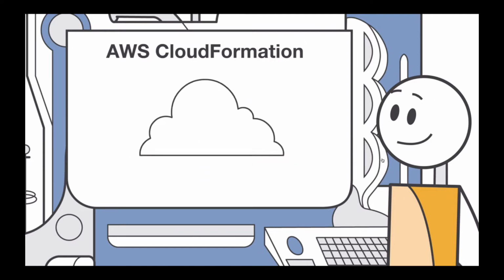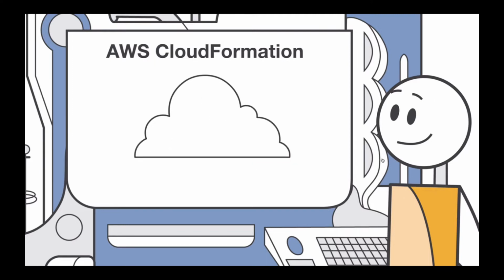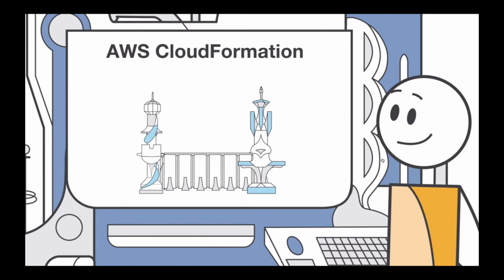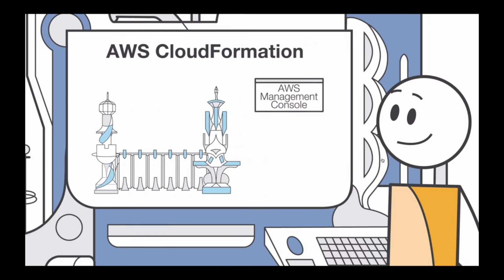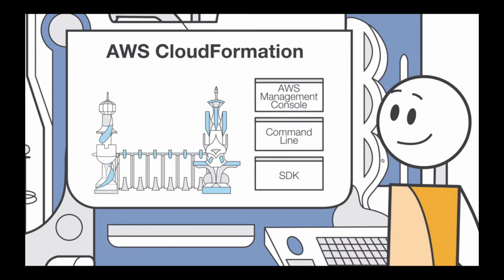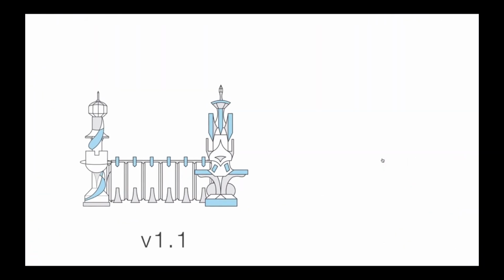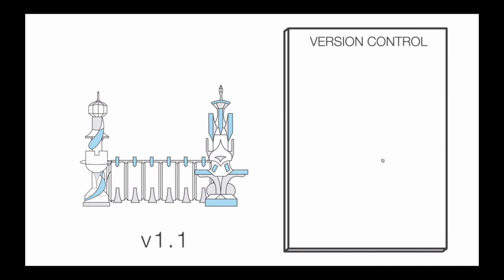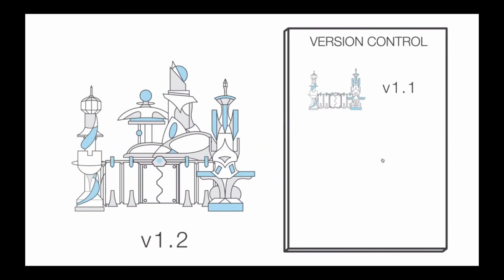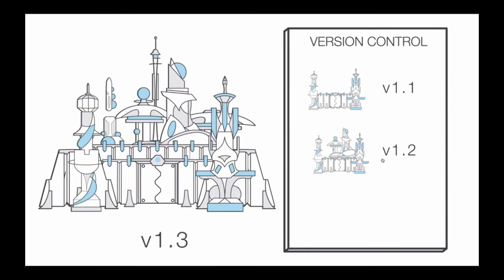Next, you just upload your template to CloudFormation. You can also select parameters, such as the number of instances or instance type if necessary. Then, CloudFormation will provision and configure your AWS resource stack. You can update your CloudFormation stack at any time by uploading a modified template through the AWS Management Console, command line, or SDK. You can also check your template into version control so you're able to keep track of all changes made to your infrastructure and application stack.